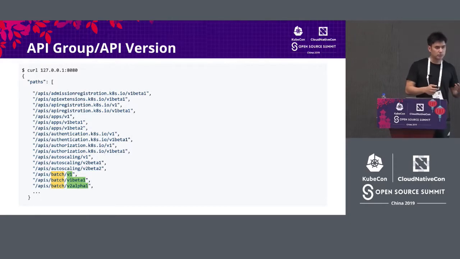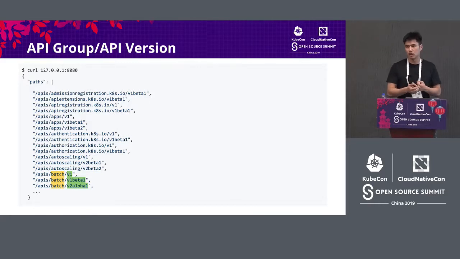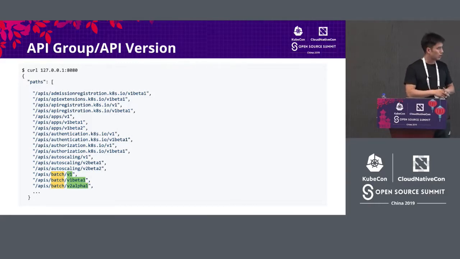Usually the differences between those different versions are very subtle. They might have different field names. They might have different validation rules or default values. And for those v2alpha1 APIs, because it's alpha, it might contain experimental APIs.